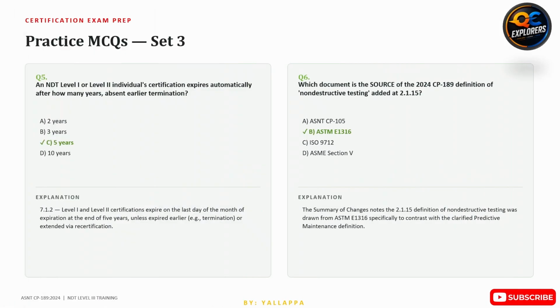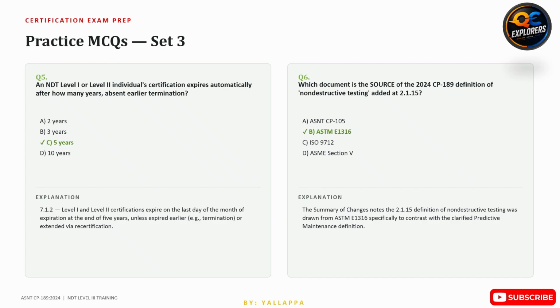Let's continue our certification examination practice with another two multiple choice questions. This set focuses on certification validity periods and one of the important terminology updates introduced in the 2024 edition of ANSI ASNT CP-189. Both questions test your understanding of fundamental concepts rather than memorization alone. Let's begin with question 5.